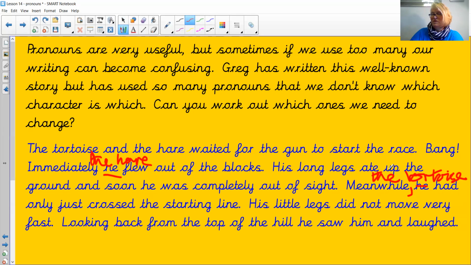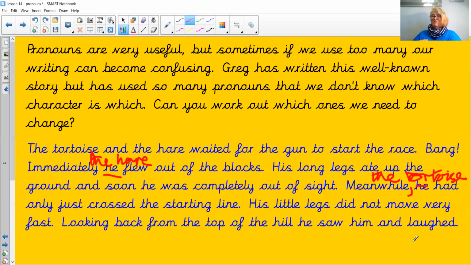So the tortoise only just crossed the starting line. His little legs didn't move very fast. Looking back from the top of the hill, he saw him and laughed. Hang on a minute. I got confused again. So who's looking back from the top of the hill and saw him? Who's him? Who's he?